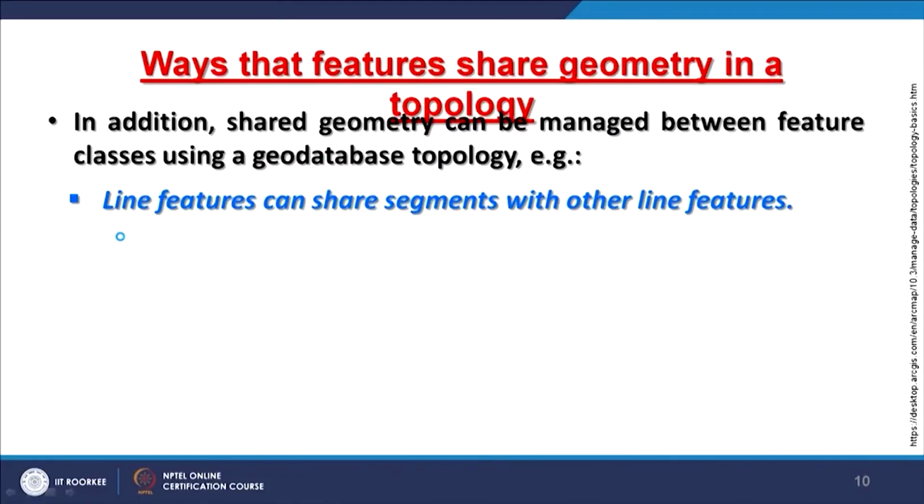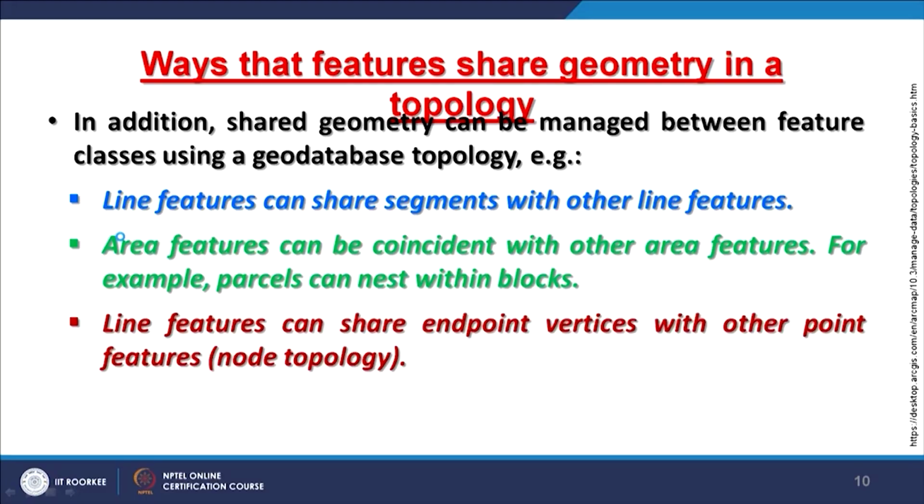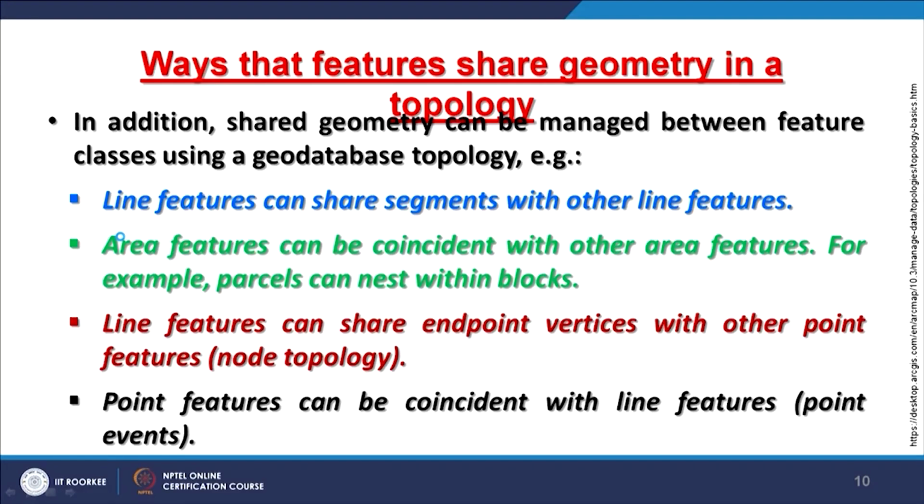In addition, shared geometry can be merged between feature classes into the geodatabase. For example, line features can share segments with other line features of different layers. Also, features can be coincident with other area features or polygons, and line features can share endpoint vertices with point features. So not only one type of feature, but lines can be shared with points and so on. All these permutations and combinations are possible once you have topology, and point features can be coincident with line features also.